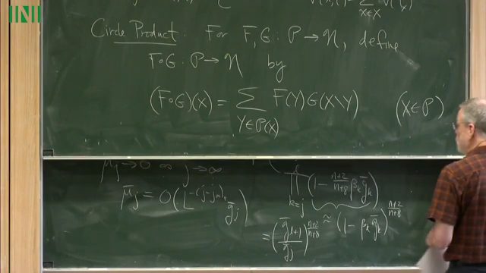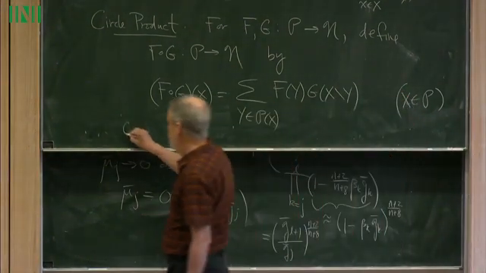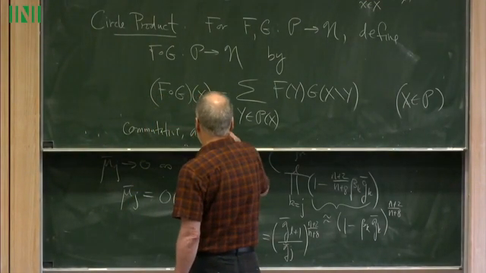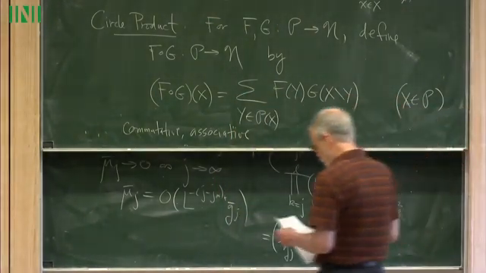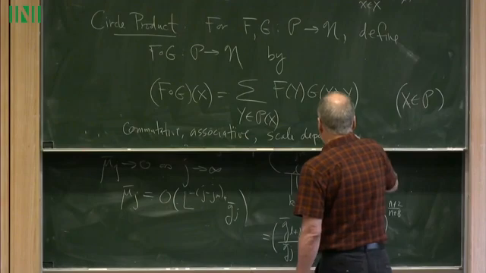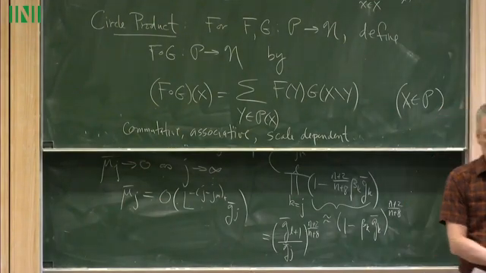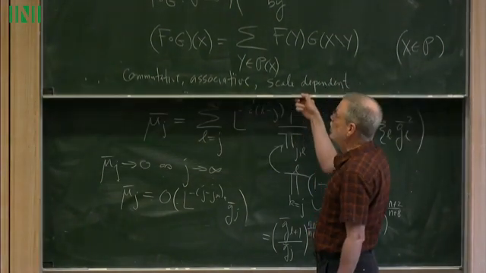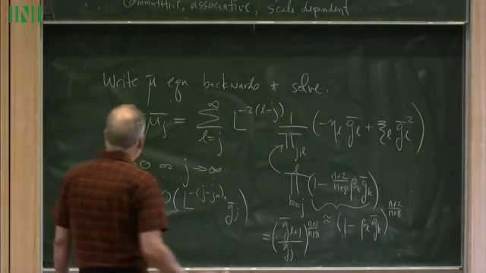It's a kind of a convolution. It's a very nice product. It is commutative and associative. It has a unit element. It's scale dependent. I want to emphasize that, because it's defined in terms of polymers, which are scale dependent objects. So if I define this product on one scale, it's not exactly the same as on another scale, although it has the same formula.